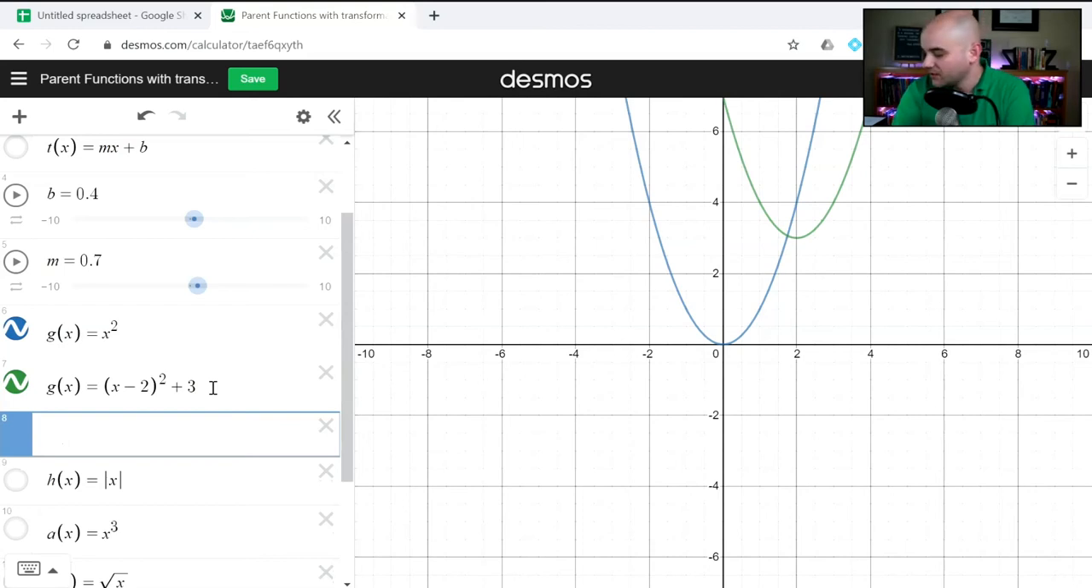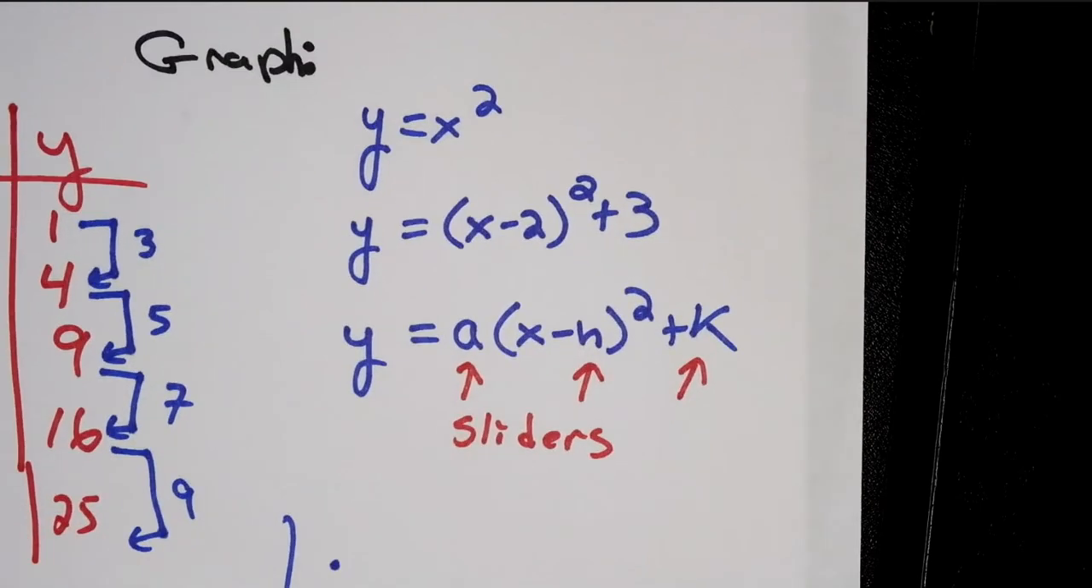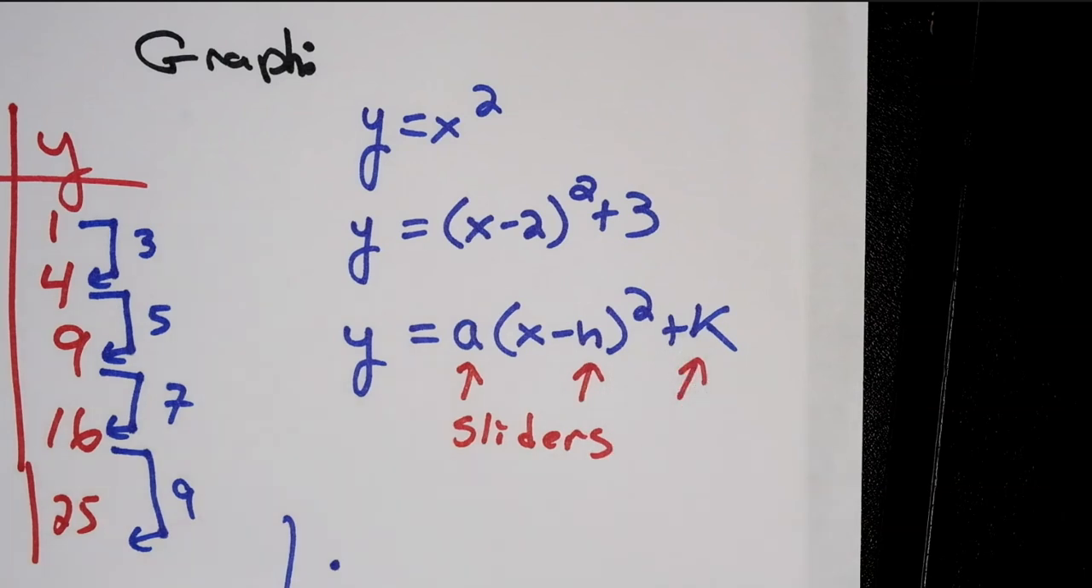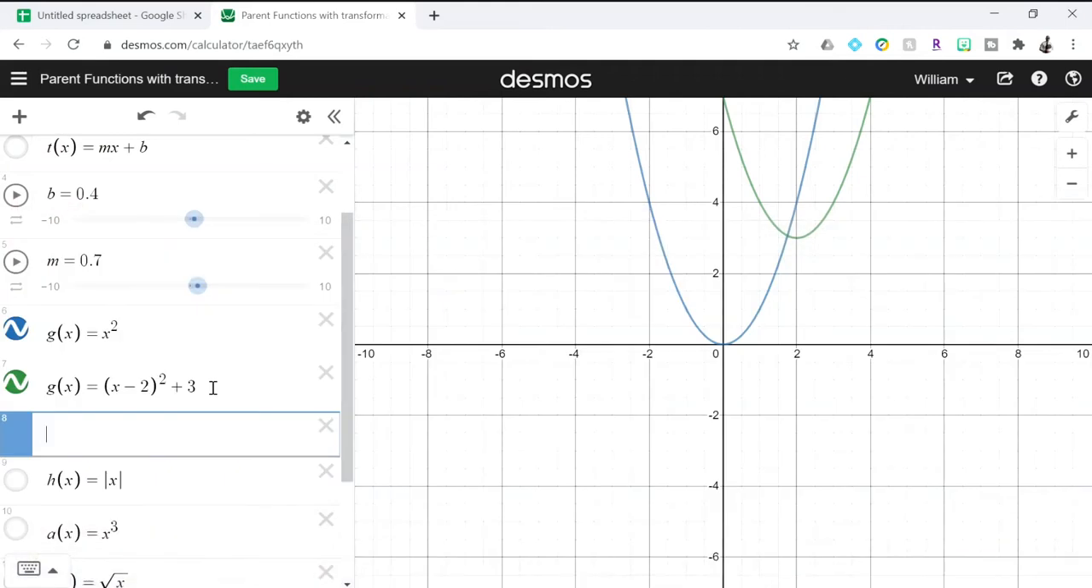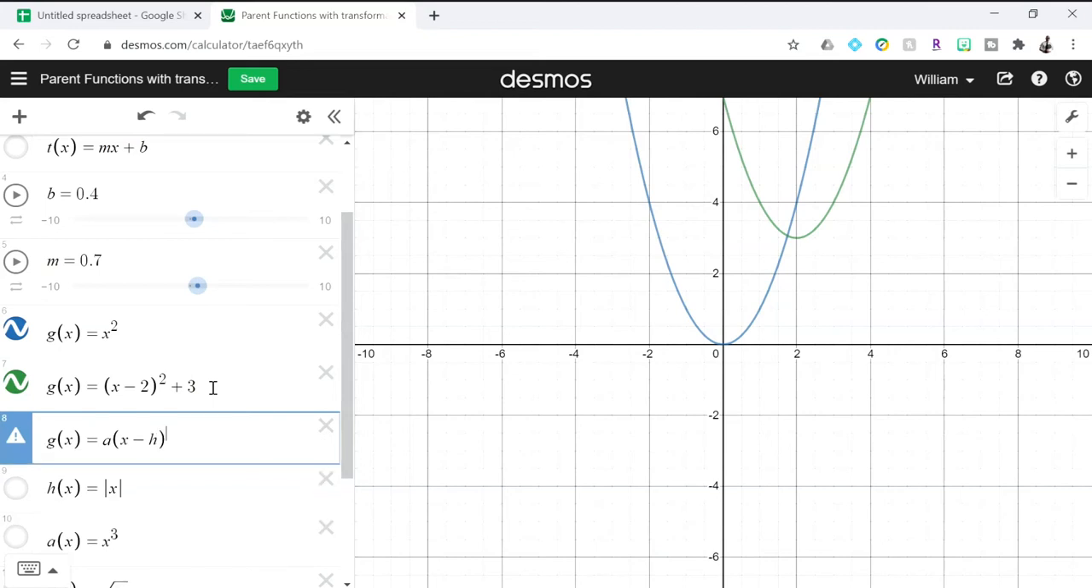We're going to add sliders to it again. We want this to be, I'll show you on this screen. Whoops, that camera's turned off. Let's turn it back on. We've got y equals a, and then x minus h quantity squared plus k. So that's what I want you to type into Desmos now. Let's type it in as the g of x again. And this time we've got a (x minus h) quantity squared, and then plus k.